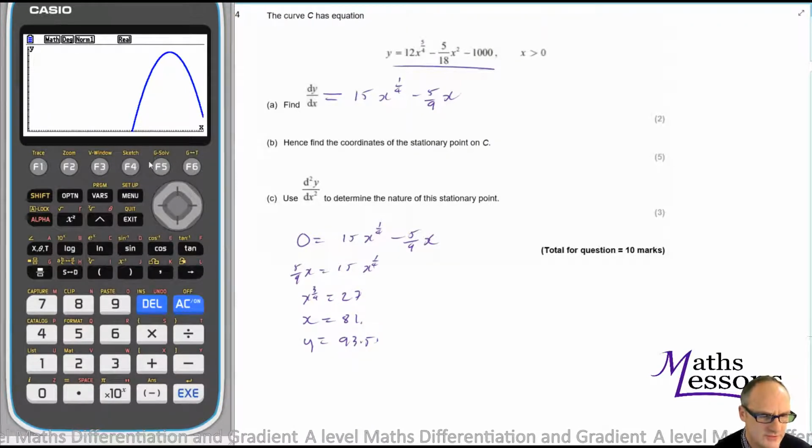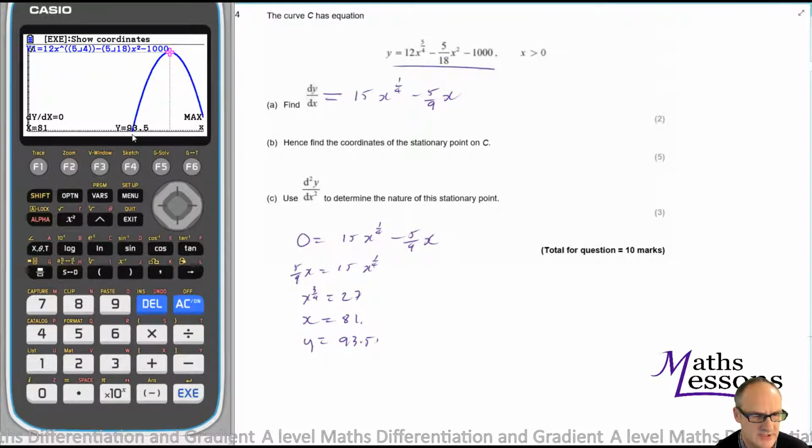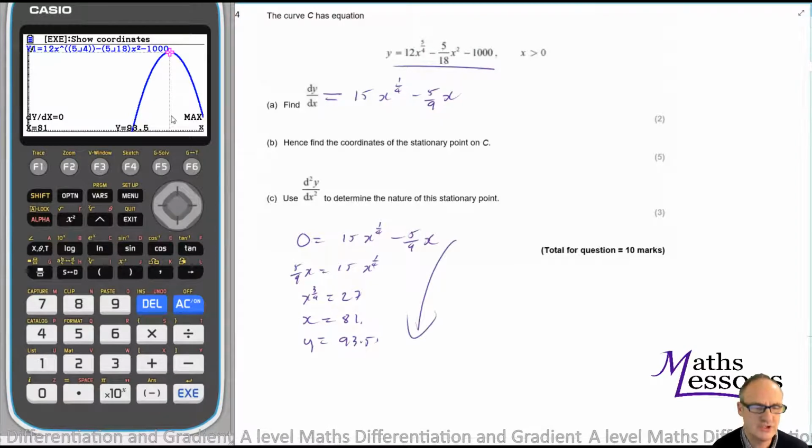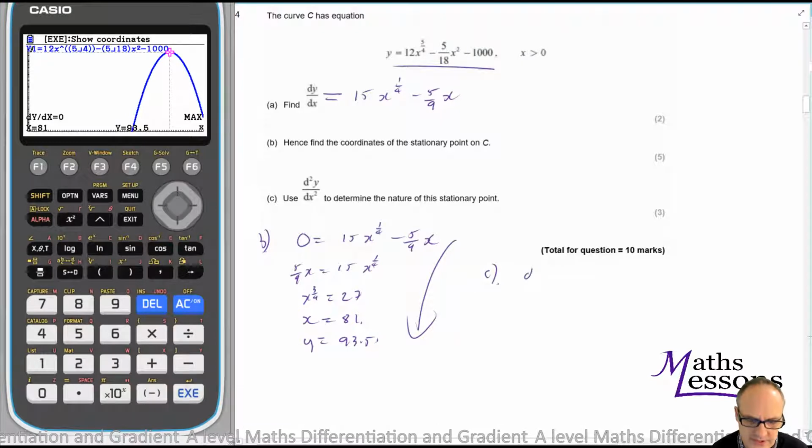Now, quite a useful thing is to use the graph solve, and we can look for the max value that it's going to give us, and it tells us x is 81, y is 93. So you can do all your working and then check it on your calculator to make sure you've not made any mistakes, and we've got a maximum. So that helps us for the next bit to check we get the next part right. So part c, we want to find the second derivative.